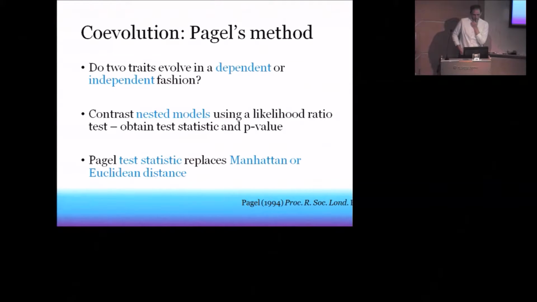And so we're contrasting these nested models, and then what we have for each pair of genes, instead of what I've been calling these naive scores, the Manhattan or the Euclidean distance, now we have a test statistic, which basically says if the test statistic is large, then we probably have traits evolving in a dependent fashion, and we're more likely to want to put these two genes in the same functional cluster. If they're independent, well, forget it, right? They're off in their own separate worlds.